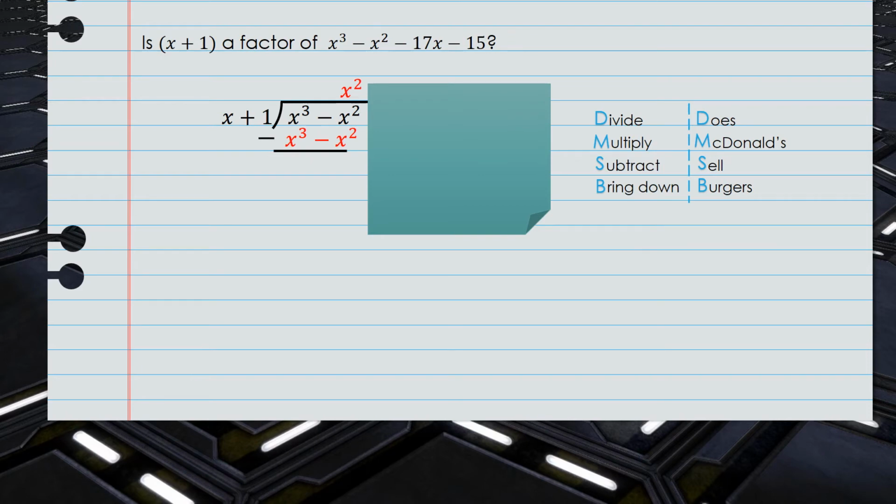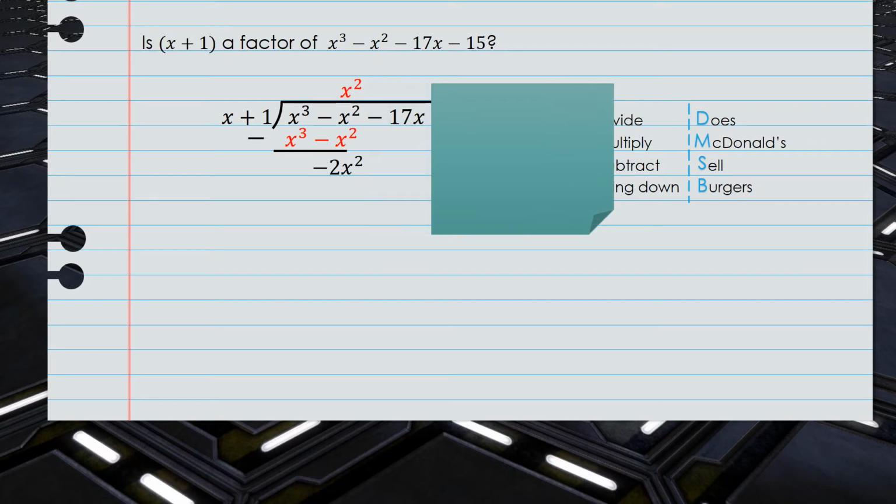From here, now we're able to do the subtraction. We look at the terms with the same exponents. x cubed minus x cubed, well, that cancels. Negative x squared minus x squared. Since they have the same signs, we add and keep the sign. So the result is negative 2x squared. Since we've done the subtraction, we're ready to bring down. So we move our post-it over, and now we bring down negative 17x.